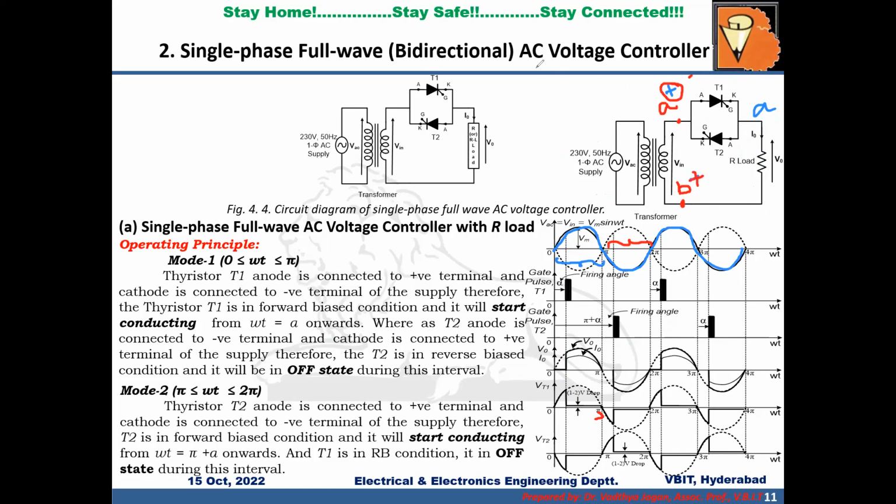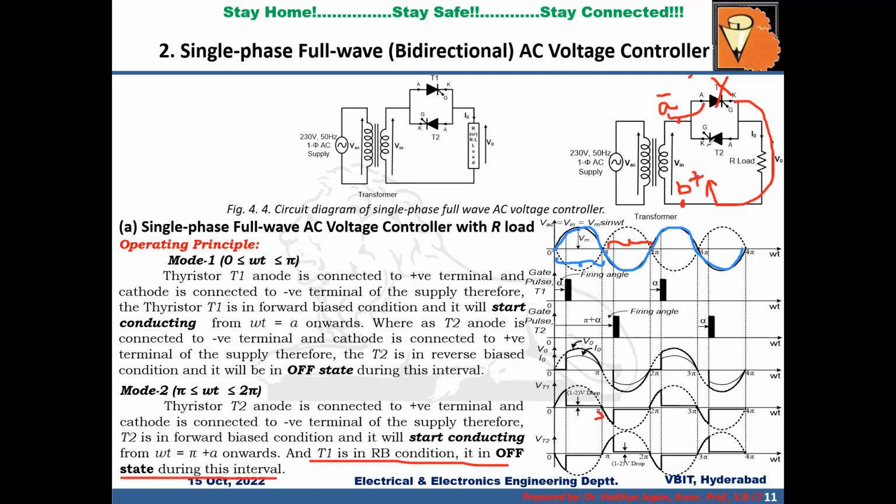So if that is the case, then T1 anode is connected to negative, which is at lower potential, whereas T1 cathode is connected to higher potential. T1 will be in reverse bias condition. It will go to off state. That is what you can see here. It will go off automatically.